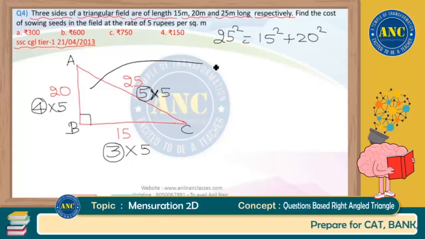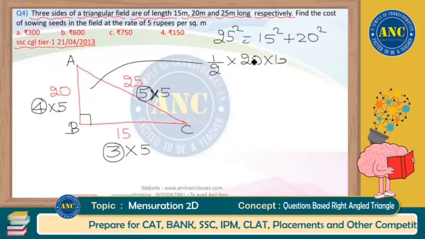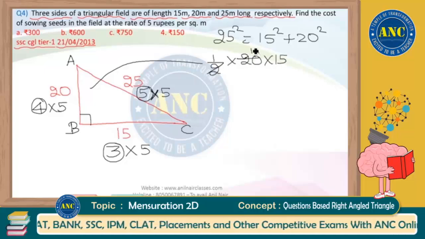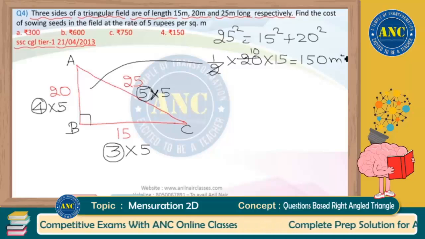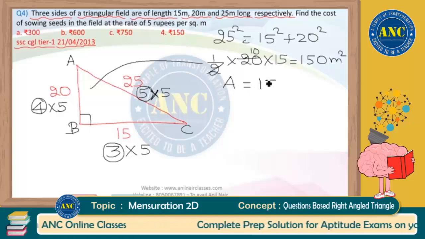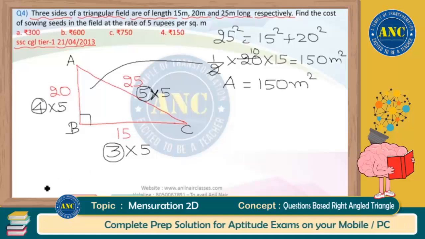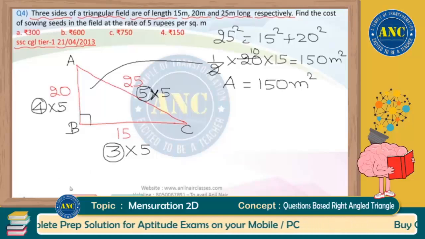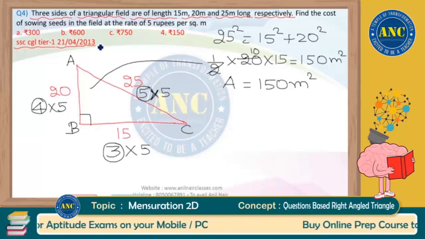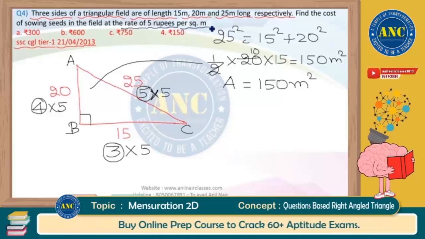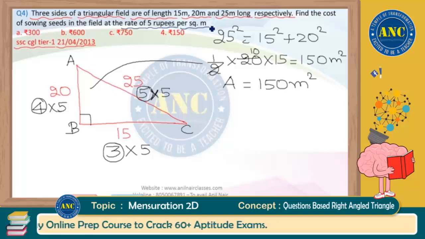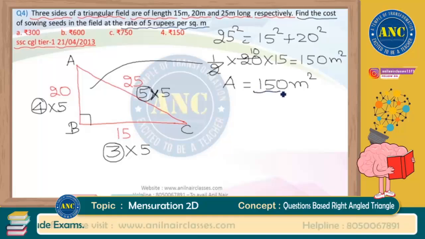That means if I want to find the area, area is half into base into height, half into 20 into 15. Half of 20 is 10, so it is 15 into 10, it is 150 meter square. So the total area of this triangular field is 150 meter square. But the question is they want to sow some seeds inside this triangular field, at the rate of 5 rupees per square meter. For 1 square meter it is 5 rupees. I will charge you 5 rupees for 1 square meter. So what will be the total cost for 150 square meter?